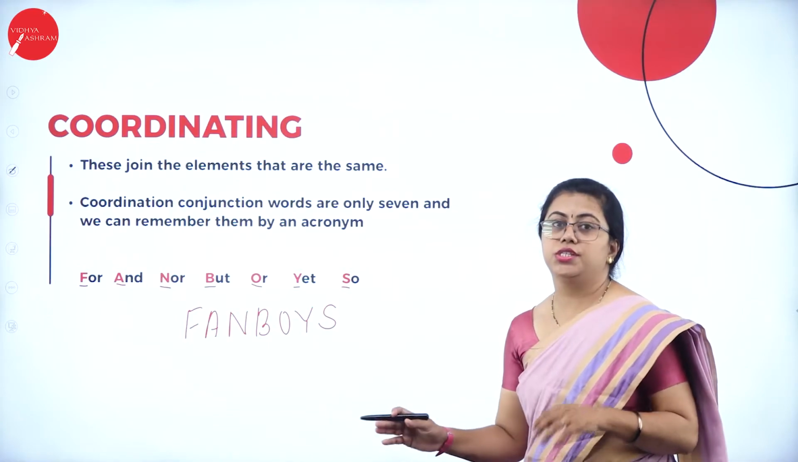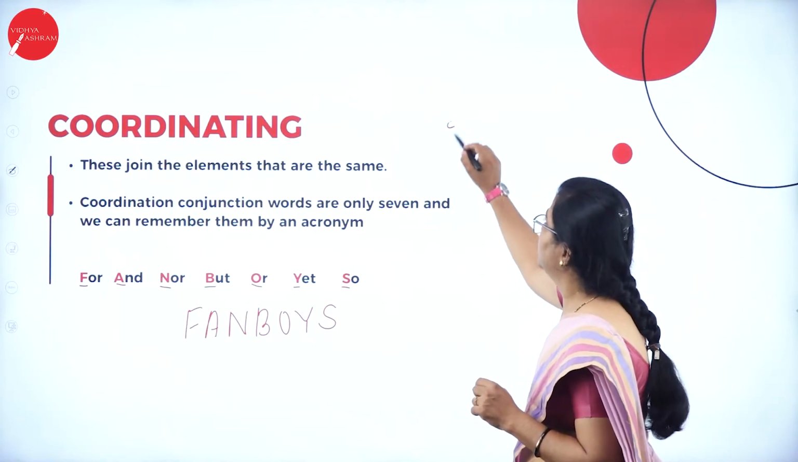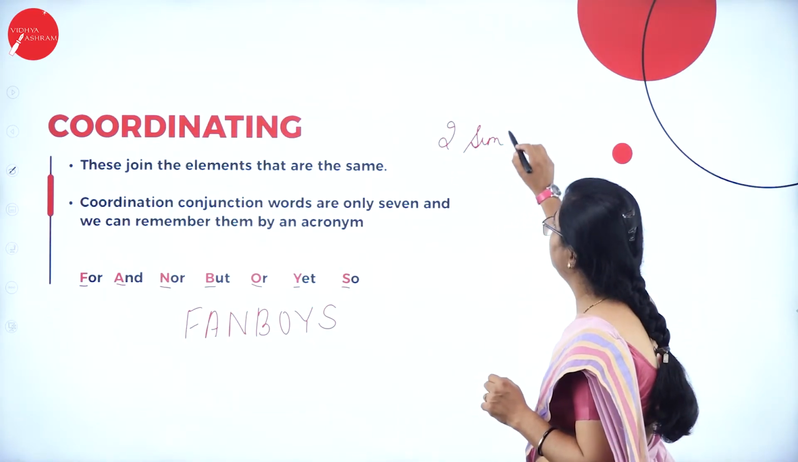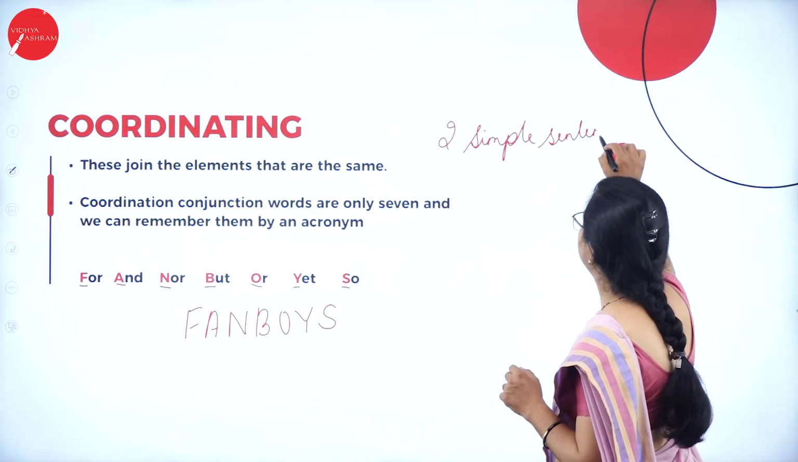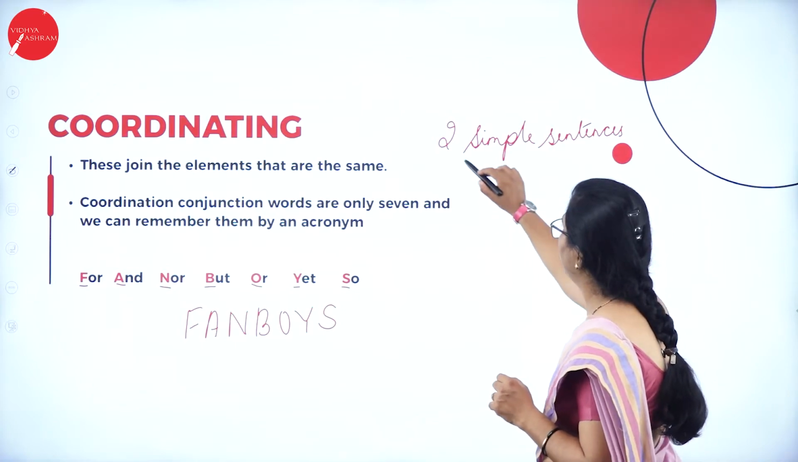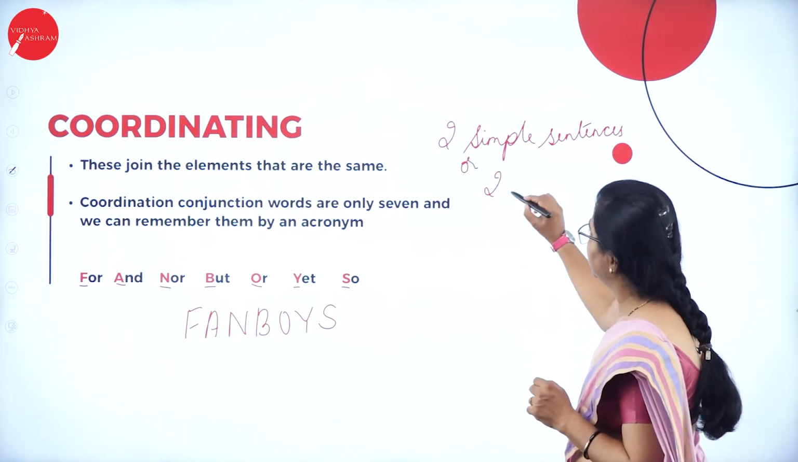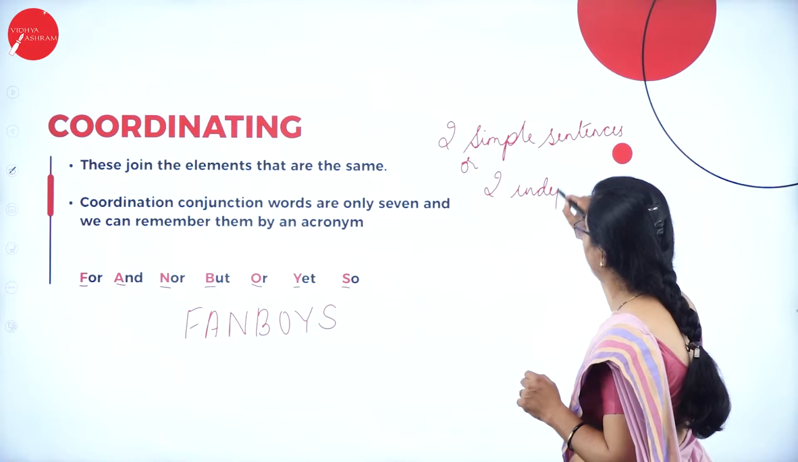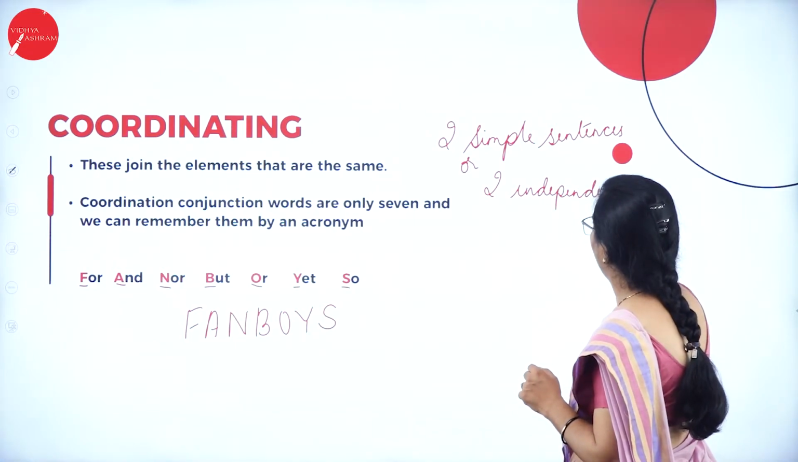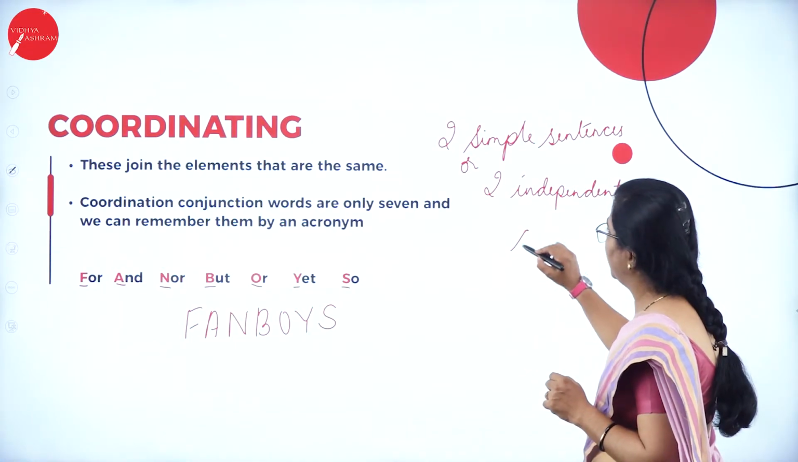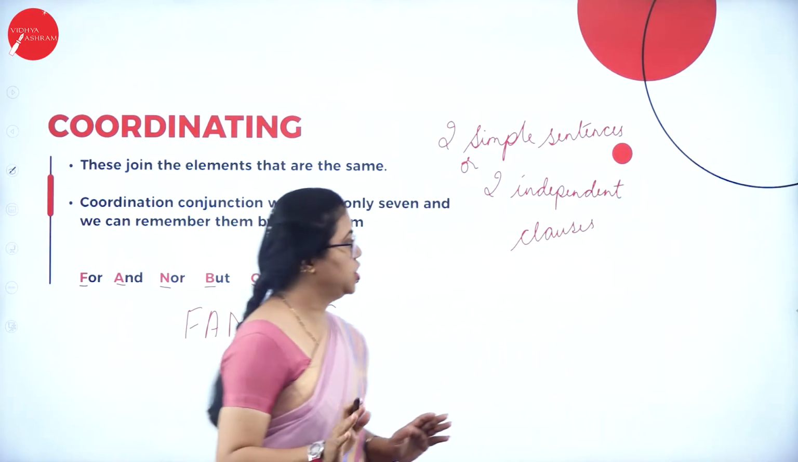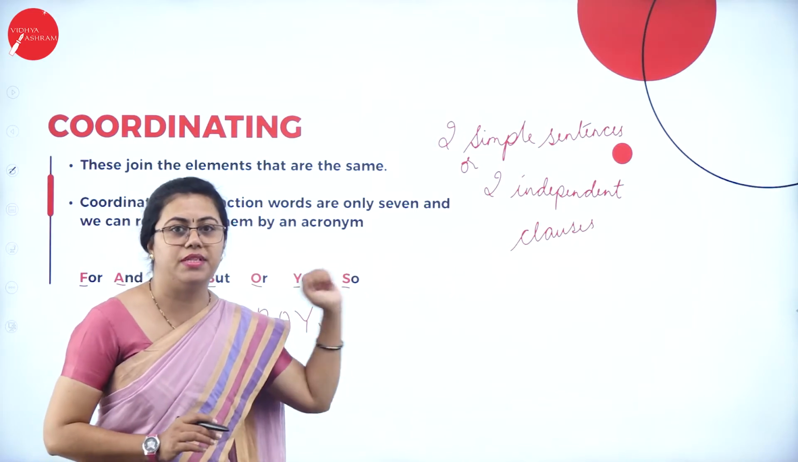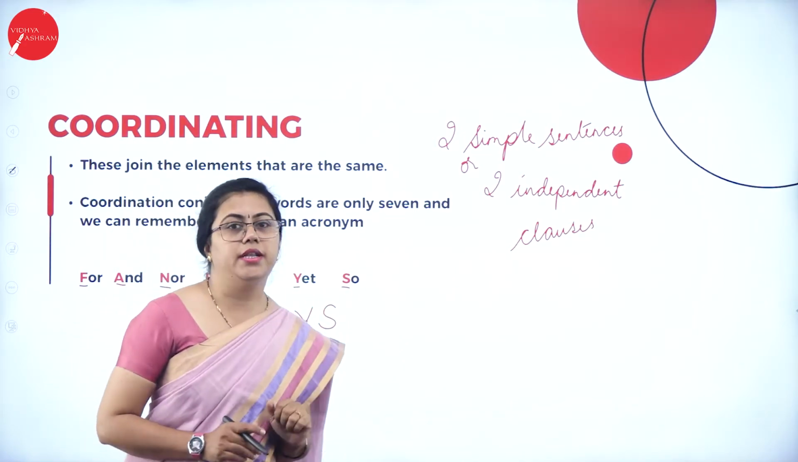These are the conjunctions which join two simple sentences. What are simple sentences now? That we have to understand. Simple sentences are also called independent clauses. Now you know what clauses are, right? So independent clauses, you must be able to understand easily. Coordinating conjunctions are those which join two simple sentences or two independent clauses.